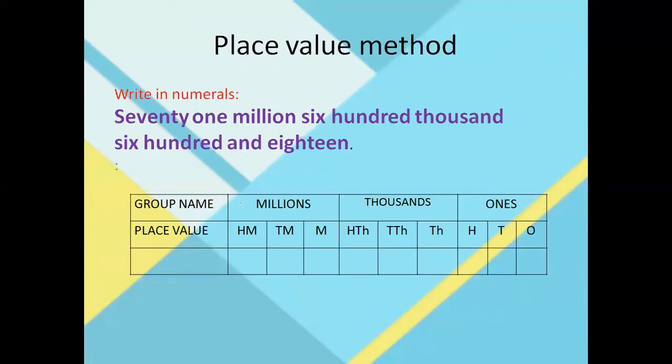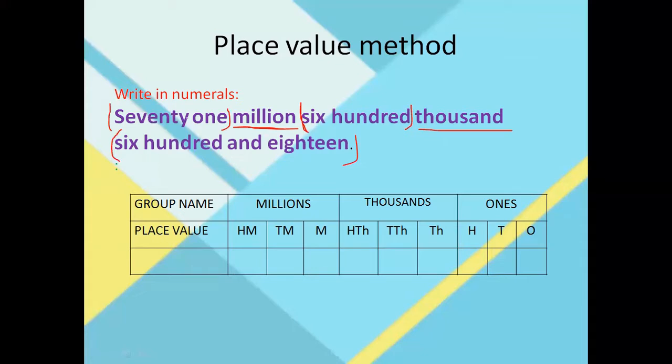So let's see the first question. Write in numerals 71,600,618. First thing, I will identify the group. There is a million, so it is a group name, and thousand is a group name, and the rest of them is the ones group. Before the million, you can see there is 71, so this is one group. Before the thousand, there is 600, so it is the thousands group, and the rest of them are the ones group.